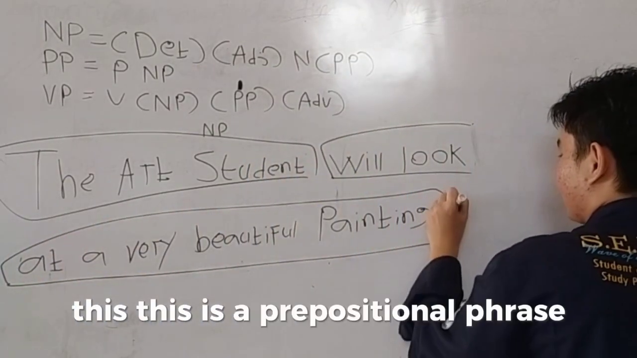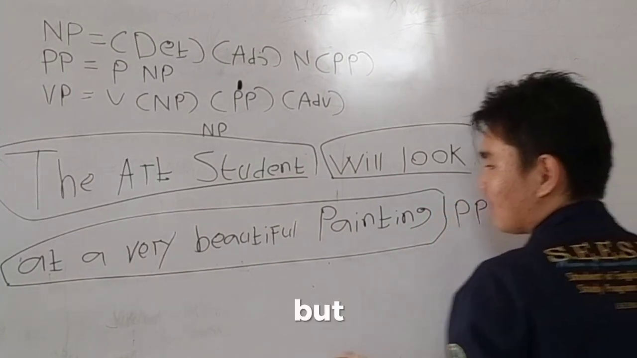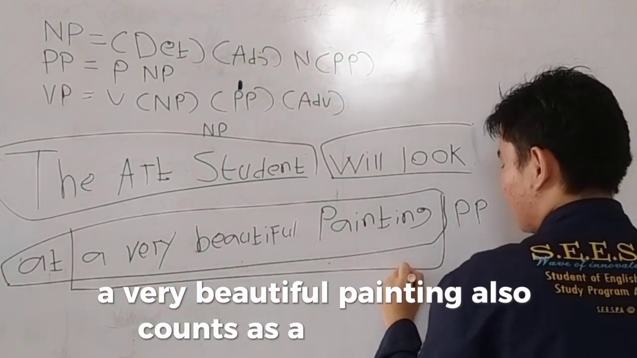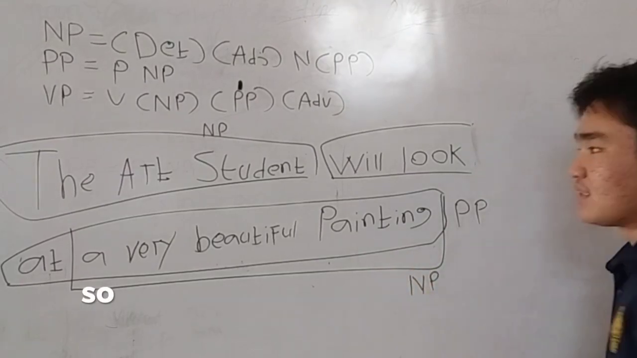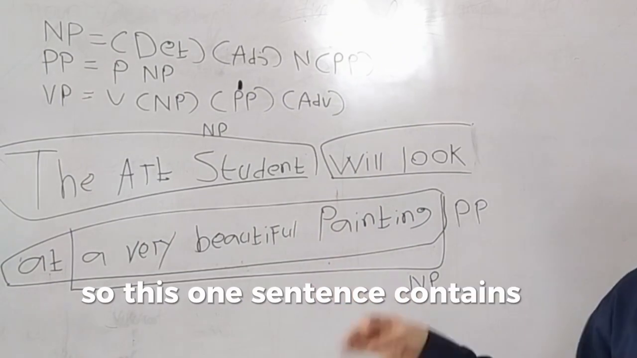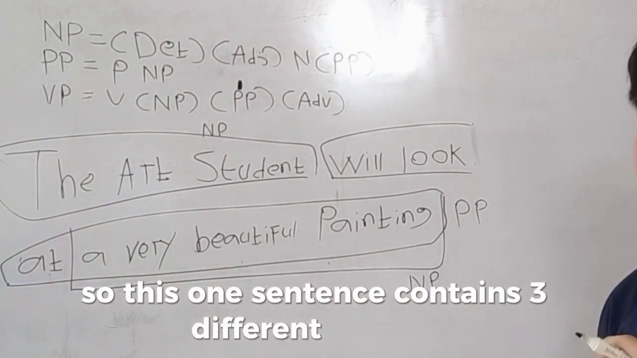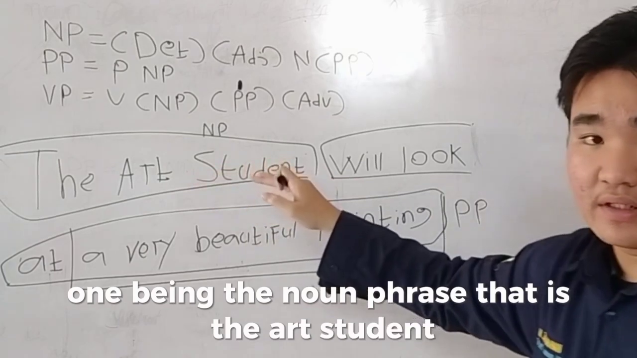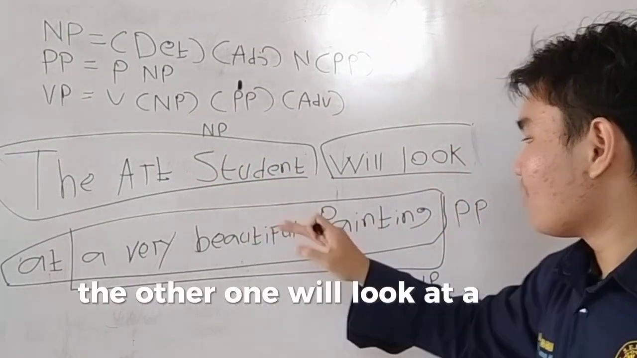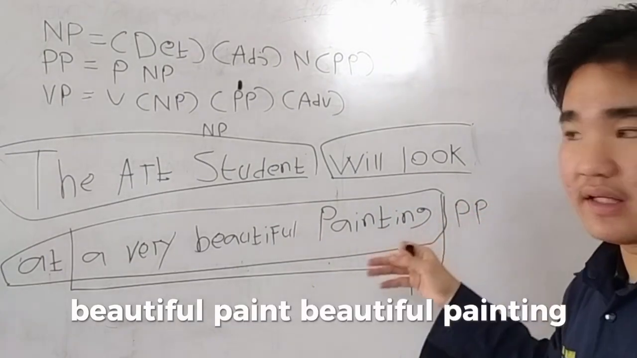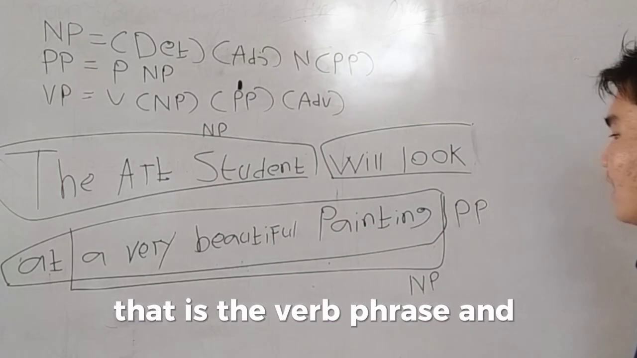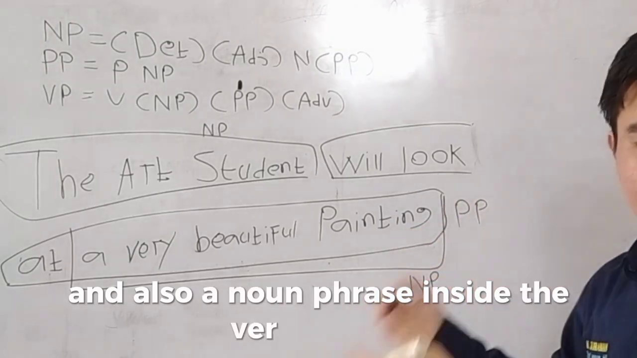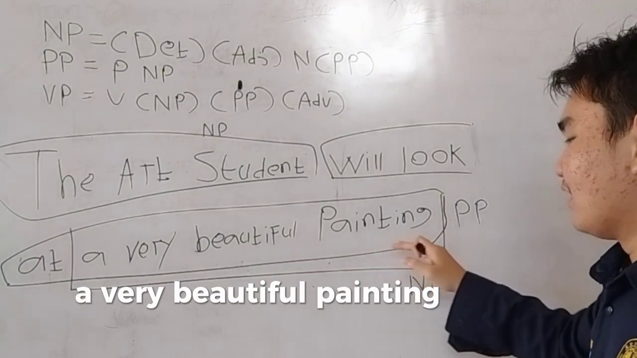This is a prepositional phrase, but a very beautiful painting also counts as a noun phrase. That's what I mean. So this one sentence contains three different phrases, one being the noun phrase, that is the art student. The other one, look at a very beautiful painting, that is the verb phrase, and a noun phrase, and also a noun phrase inside a verb phrase, a very beautiful painting.